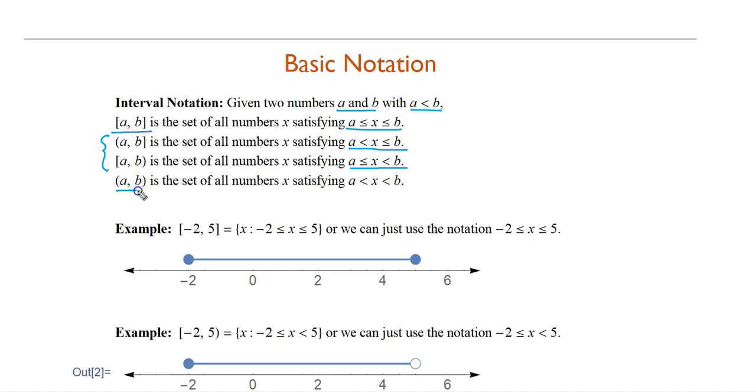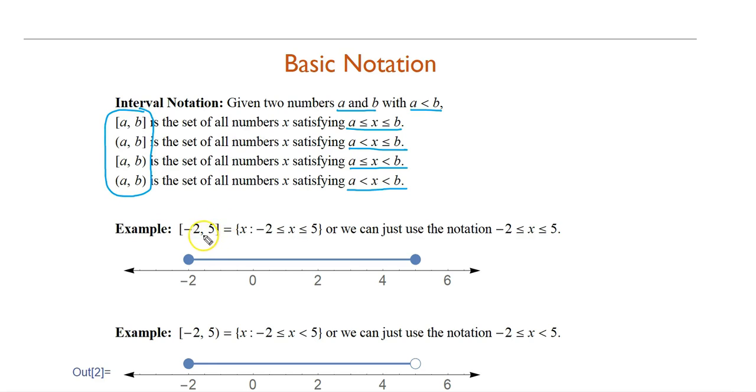And then we have an open interval. So we have the open parenthesis a comma b with another open parenthesis at the b. Now that's the set of all numbers x that are strictly between a and b but not equal to a and b. So this is the interval notation here that we will be using throughout the course.